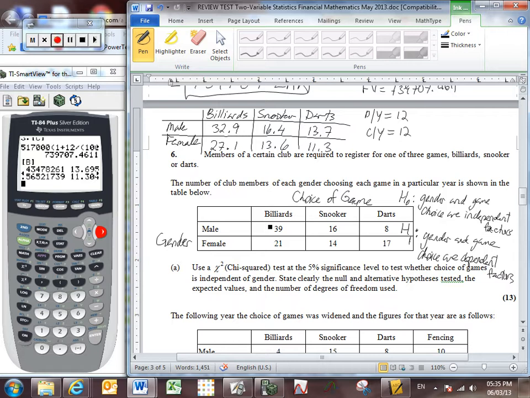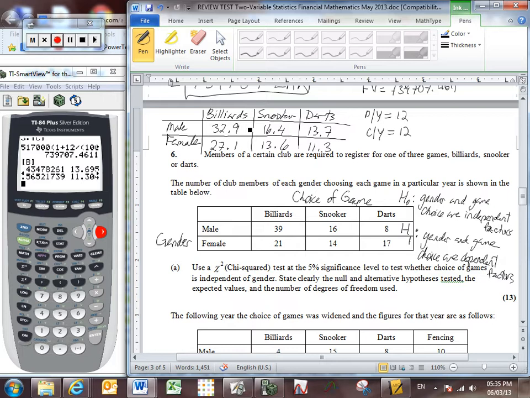But look at the billiards players. What we observed was way more billiards players than what we should have expected to see in a random situation. And for men anyway, we've got way fewer darts players. It seems like the women tend to play darts more and billiards less, while the men do the opposite, than what you would have expected. So it's possible that the chi-squared value, which is the measure of the total departure between the observed and expected values, might be so large that we could say, whoa, there's too big a difference. They're not random. It's not independent.